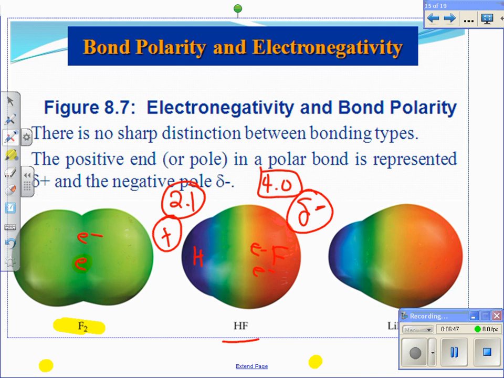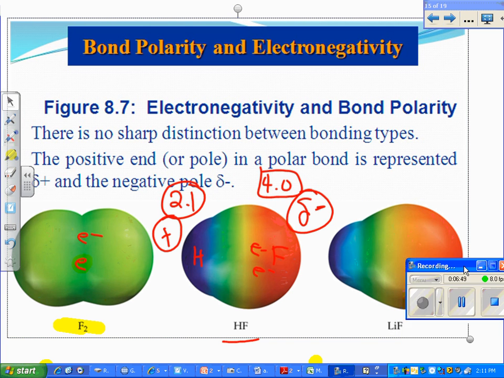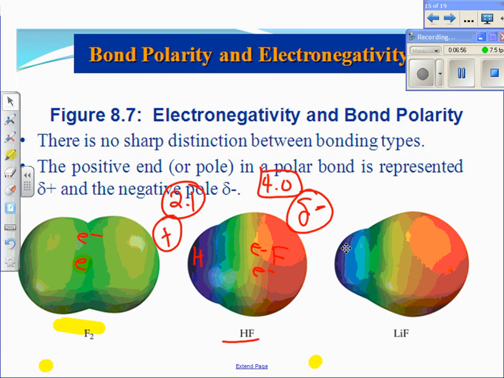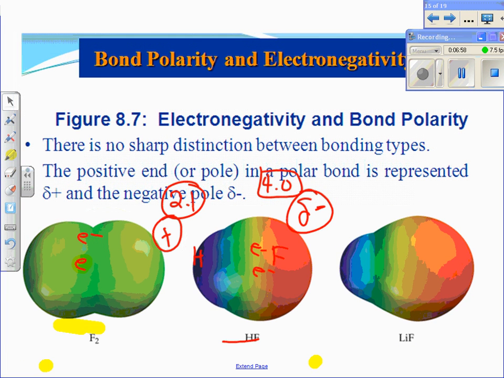So it's like a magnet. A magnet's kind of polar. If you look at something that's very polar, look right here, lithium fluoride. I have lithium right here, Li, and fluoride right there. That is an ionic bond, so it's a complete transfer of electrons. This is positive, this is negative.